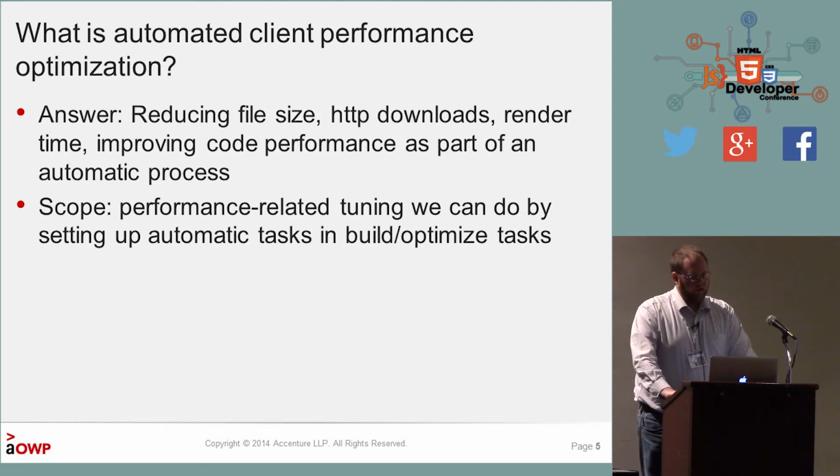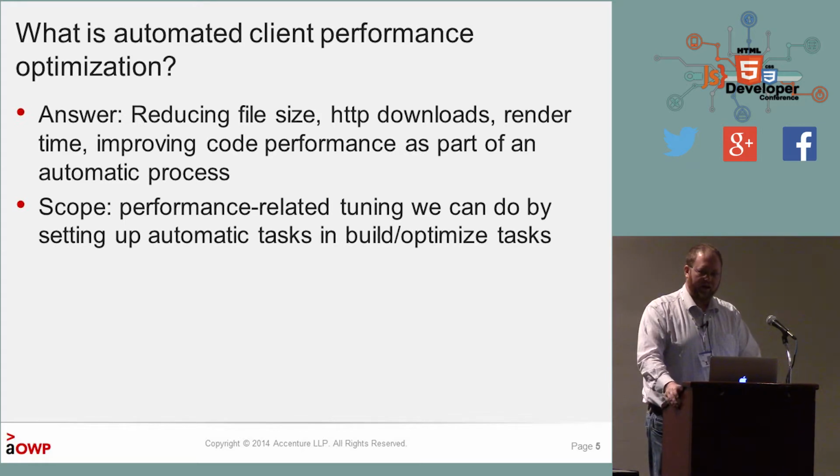So what is automating the performance optimization tasks? I think the answer to that is pretty simple, right? Reducing the overall file size that is being downloaded, reducing the number of HTTP downloads that are happening before an application's loaded, reducing overall render time before the user can actually interact with a site, improving code performance as part of the automatic process. And we want to, once again, set up performance tuning tasks as part of the build task, and also set up code review tasks as part of our automated DevOps workflow.